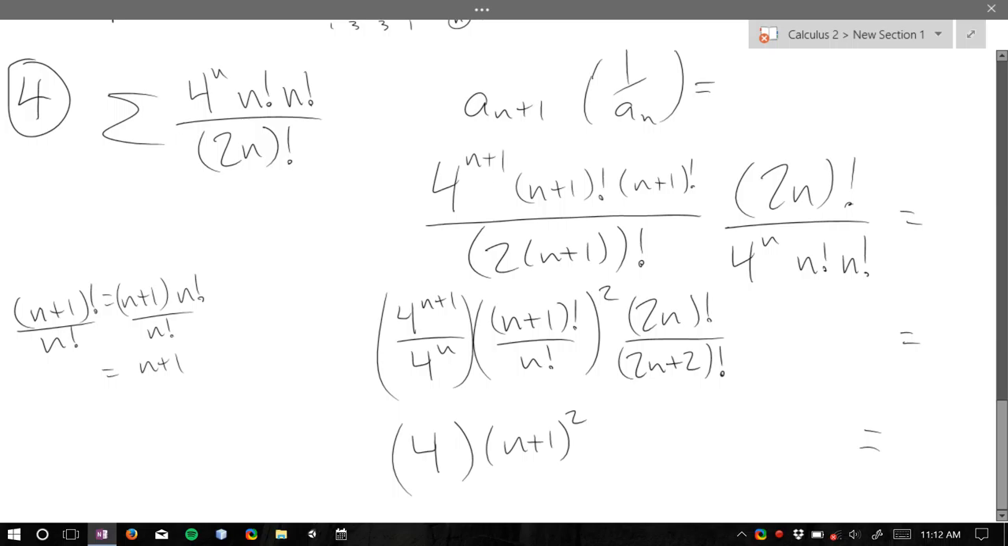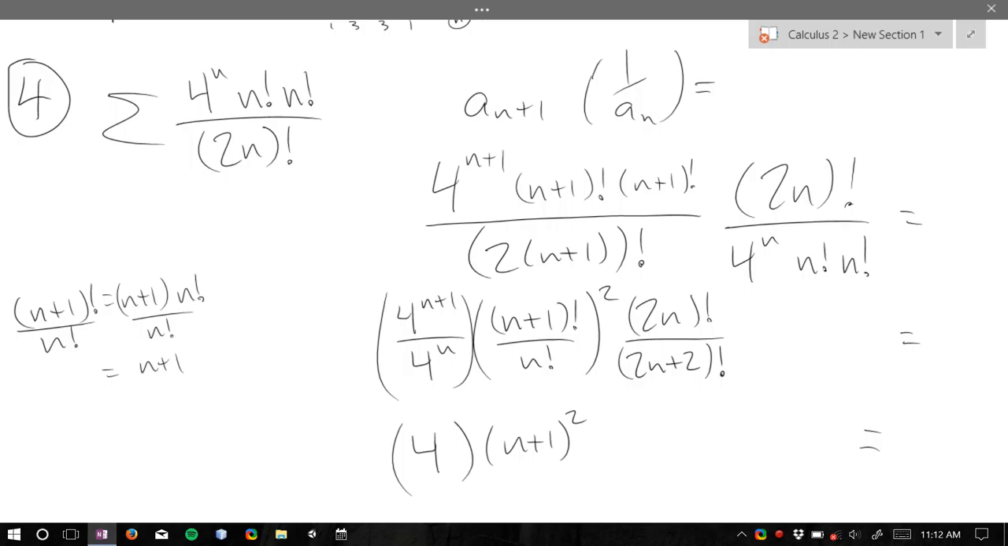I did this squared because there's n plus 1 factorial times n plus 1 factorial over the n factorial on the bottom, so I just wrote it squared. What about the last, that third fraction there? What do we do to simplify that down?